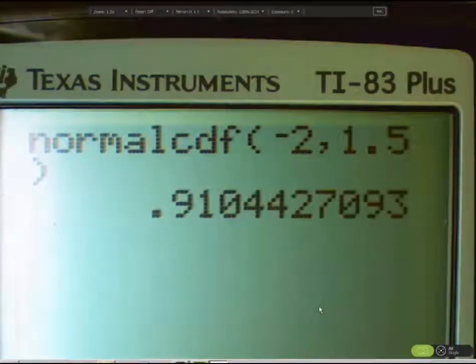and then enter. The probability that an individual thermometer will have a reading between -2 and 1.5 is about 0.910.